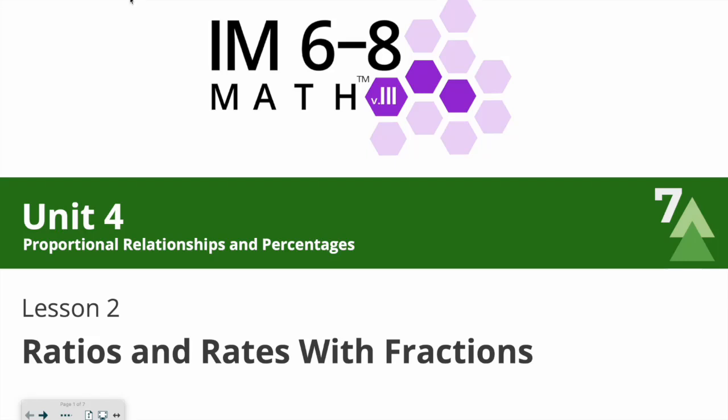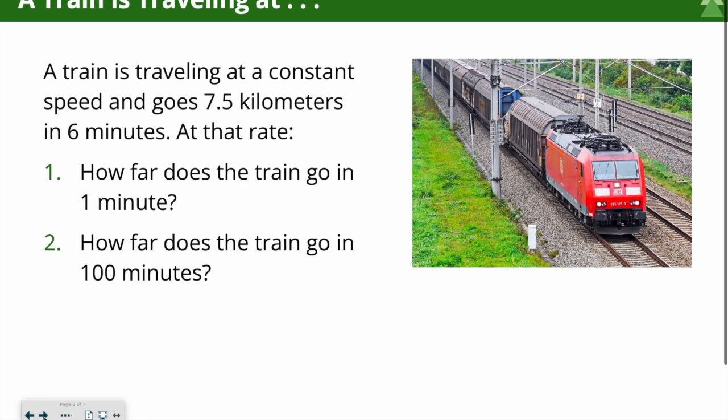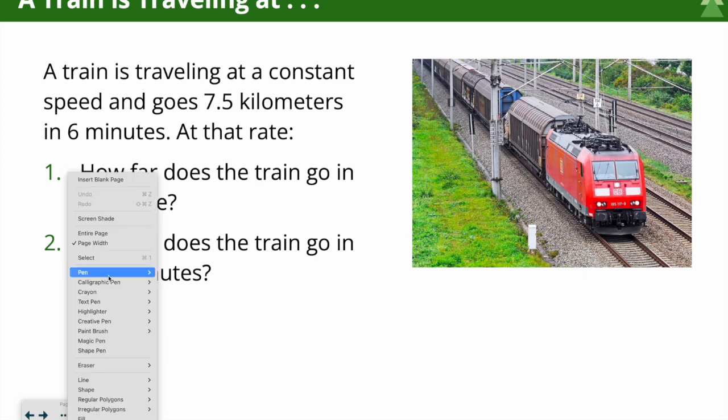Today we started Unit 4 looking at Lesson 2, Ratios and Rates with Fractions. A train is traveling at a constant speed and goes 7.5 kilometers in 6 minutes. At that rate, how far does the train go in 1 minute? How far does the train go in 100 minutes?